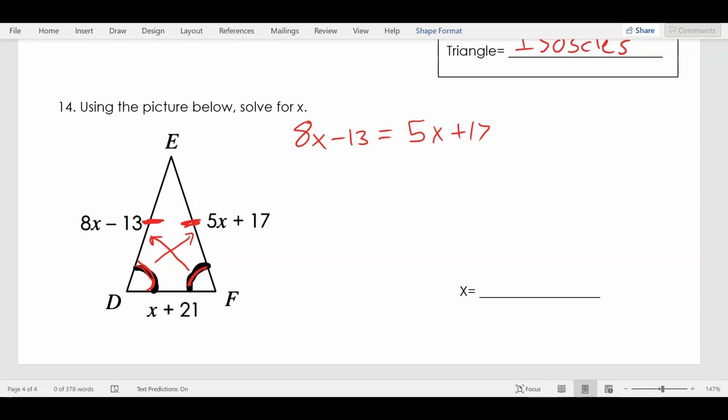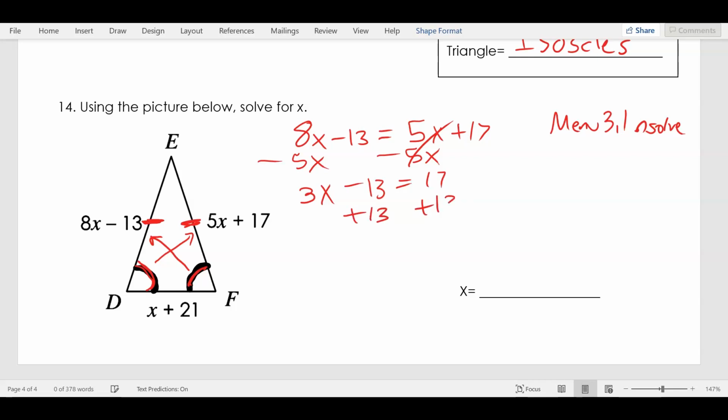So solving it from here, you can do menu 3-1 and solve if you want, but let's solve it by hand. To get rid of the smaller x, minus 5x. 8 minus 5 is 3x. Bring down minus 13 equals, bring down 17. Get rid of the loner. The opposite of minus 13 is plus 13, plus 13. 3x equals, and then you get 30. And then to get rid of that 3 in front of x that's being multiplied, we do the opposite by dividing, anytime we have a coefficient. So we get 10.